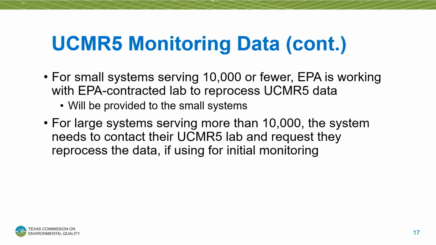For small systems serving 10,000 or fewer, EPA is working with the EPA contracted labs to reprocess that UCMR5 data. That data will be provided to small systems serving 10,000 or fewer. So the EPA is already working with those labs. But a large system that serves more than 10,000 would need to contact their UCMR5 lab and request that they reprocess that data, using an MRL of 2 parts per trillion, if they want to use it for initial monitoring.